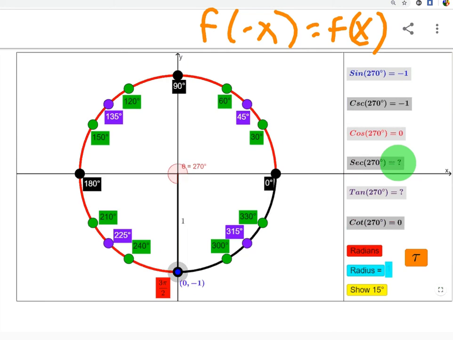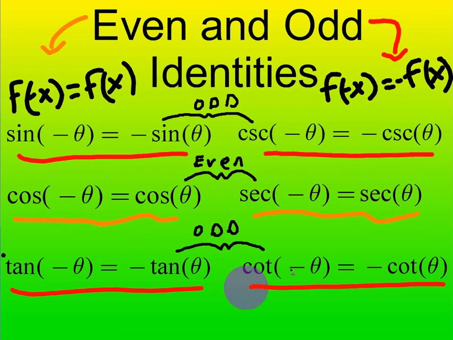Now the last pair are tangent and cotangent, and we go back to being odd. The way I like to tell my students is the only two even functions are cosine and secant, because they're based on the x value on the unit circle, whereas sine and cosecant, tangent, and cotangent depend on the y value. So let's see how tangent and cotangent are odd if we look at the pattern on the unit circle.